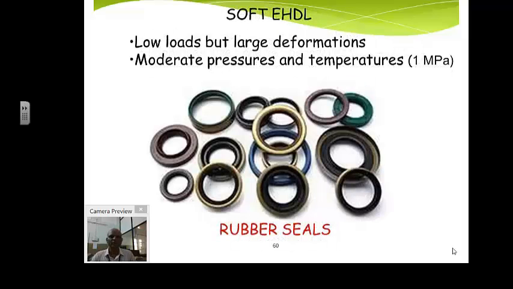In the case of soft EHL, the loads are low, there are elastic deformations, and moderate pressures and temperatures. The pressures will be close to 10 times the atmospheric pressure, that is about 1 megapascal. Many of the rubber seals operate under soft elasto-hydrodynamic lubrication.